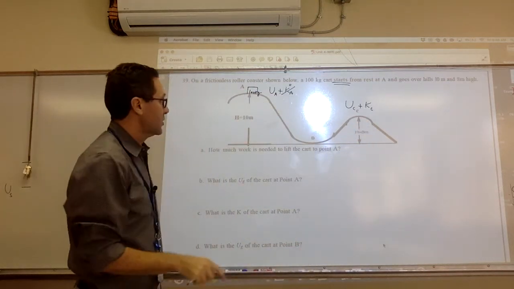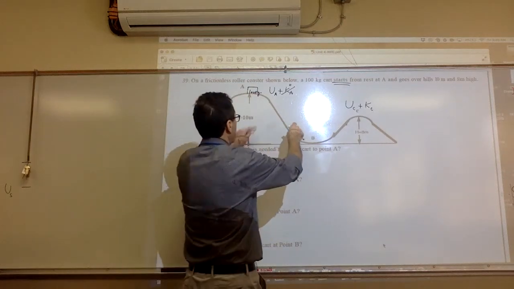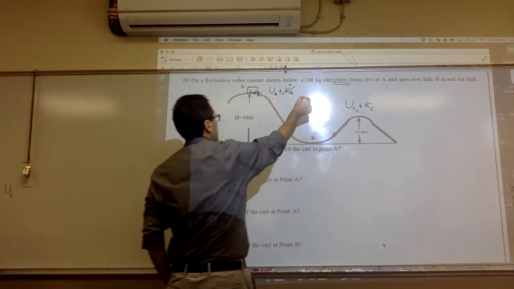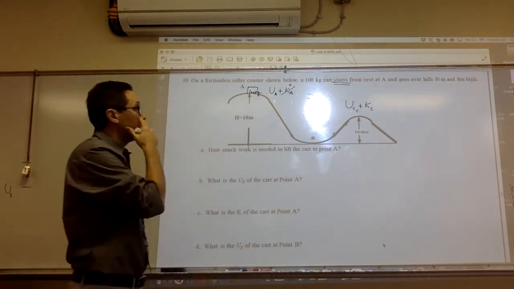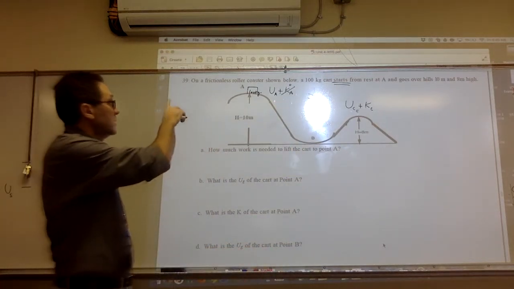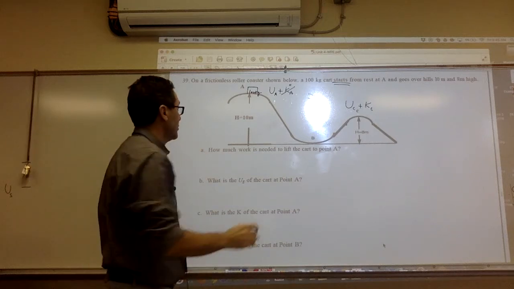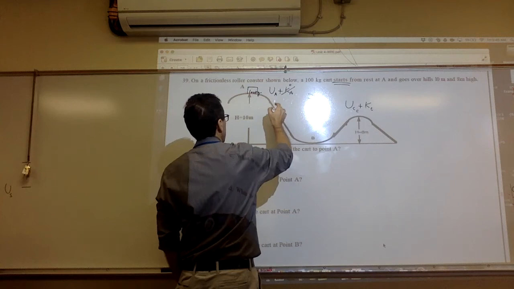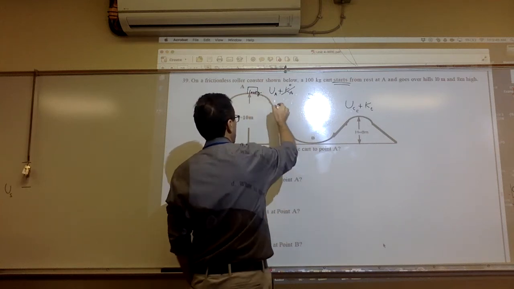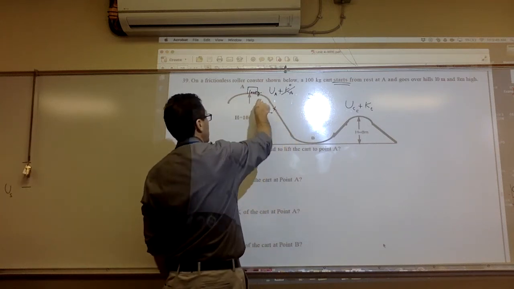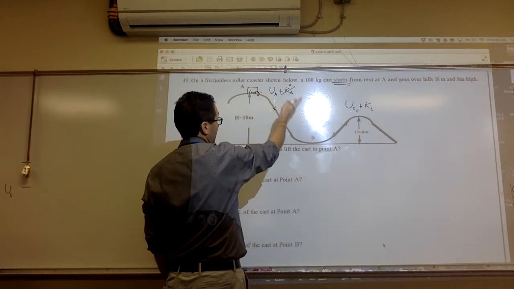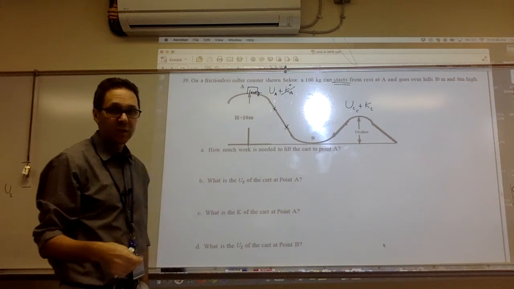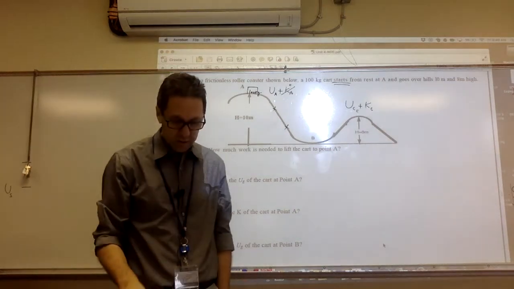To find the kinetic energy at point C, you just do the difference between UA and UC, because these two are equal. There's no work being done between any points of this problem, so the energy is the same everywhere. It just changes shapes. So if you are here, you're losing gravitational potential energy and you're picking up kinetic. If you're down here, you're picking up more kinetic at the expense of gravitational potential energy.